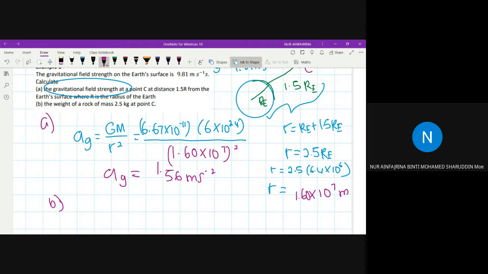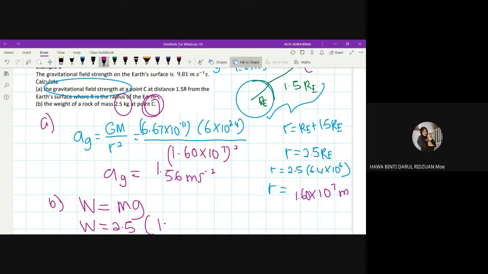Dapat. Okay, very good. Now, the question asks us to find the weight of a rock of mass 2.5 kg at point C. Okay, apakah formula weight? Anyone? Weight equals to mg. Very good. Now, mass is 2.5. What about the gravitational acceleration at point C? Korang pakai apa? 1.56. Very good, 1.56. So, tekan calculator, you will get 3.9 Newton. Okay, boleh?